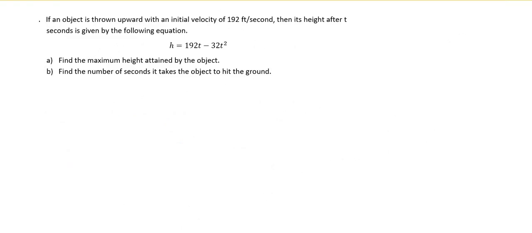If an object is thrown upward with an initial velocity of 192 feet per second, then its height after t seconds is given by the following equation. H equals 192t minus 32t squared. Part A, find the maximum height obtained by the object. Part B, find the number of seconds it takes the object to hit the ground.